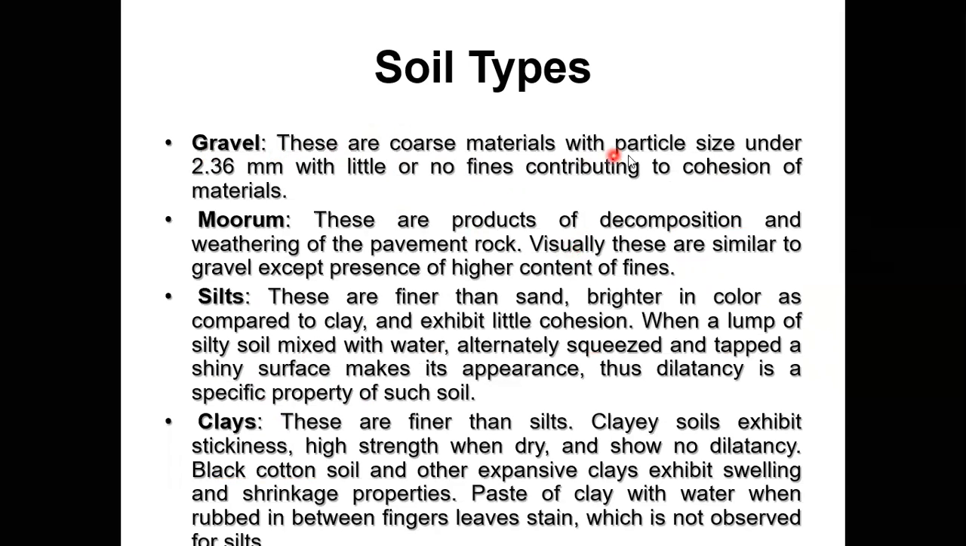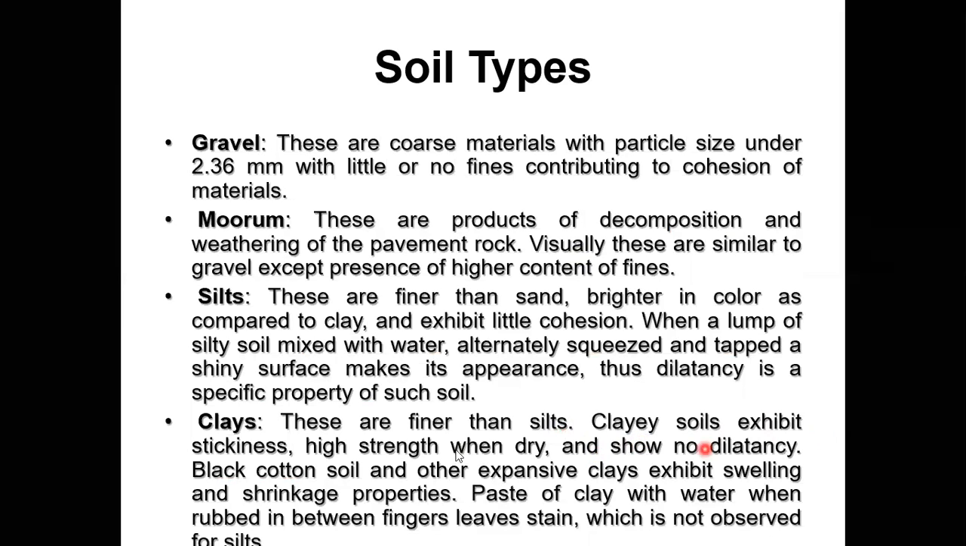Gravel consists of coarse materials with particle size above 2.36 mm, with little or no fines. Obviously in gravel there will be no fines, otherwise it will become clay or silt depending on the percentage. Like that, they are given as muram, silt, and clay. I already told you these are finer than the silts.